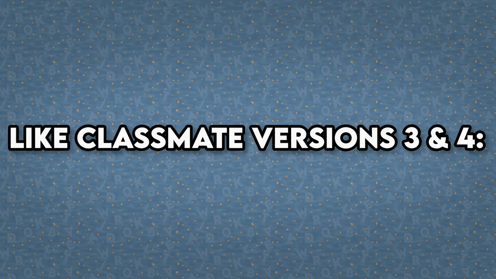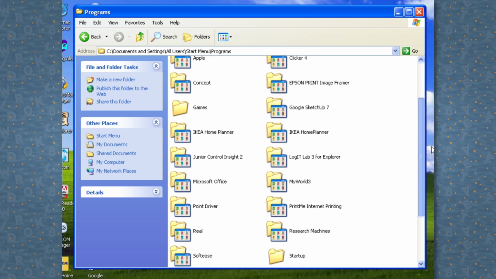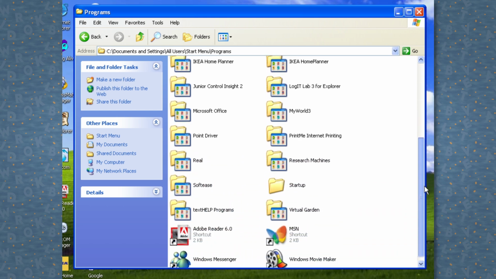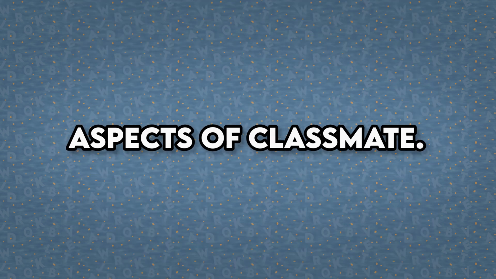Additionally, like ClassMate versions 3 and 4, this release specifically looks for shortcuts in the Programs folder in all users. The left-hand bar is where you can add or modify aspects of ClassMate.